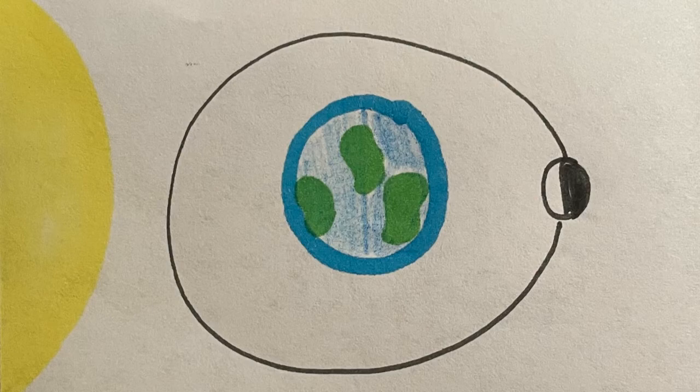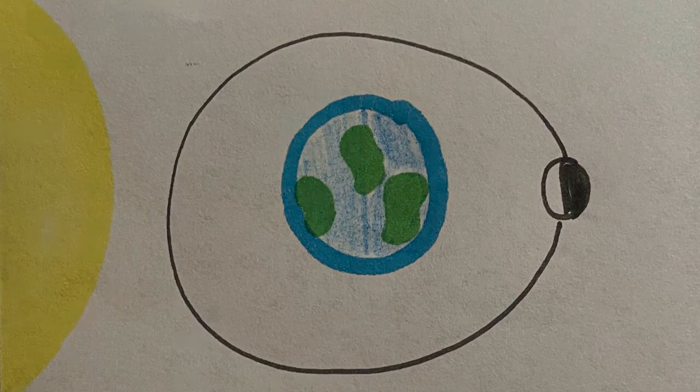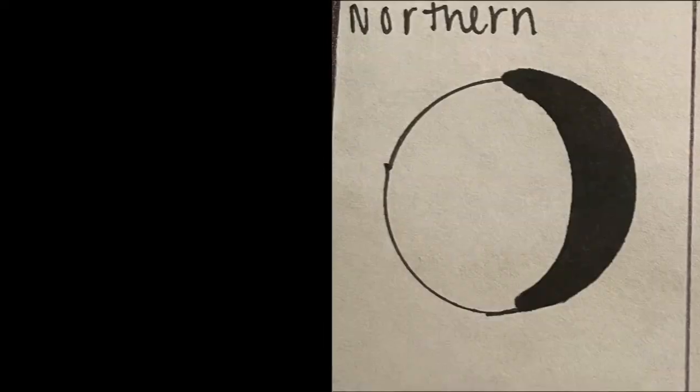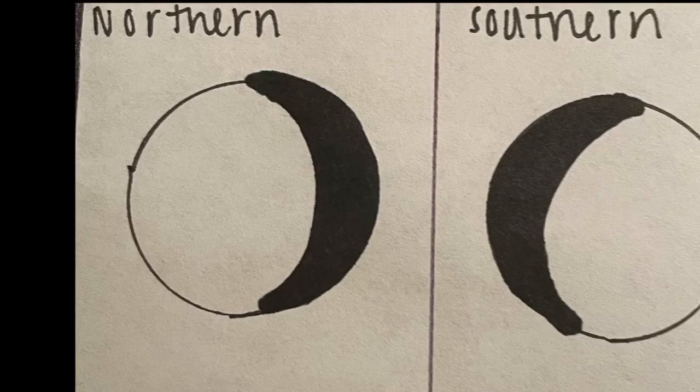A full moon is formed on day 14 when it is 180 degrees from the Sun. A full moon looks the same at both hemispheres. On day 17, a waning gibbous is formed when the bright part of the moon is getting smaller. This is a waning gibbous on the northern and southern hemisphere.